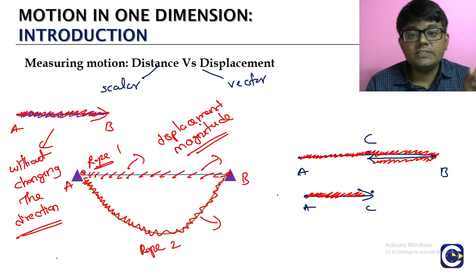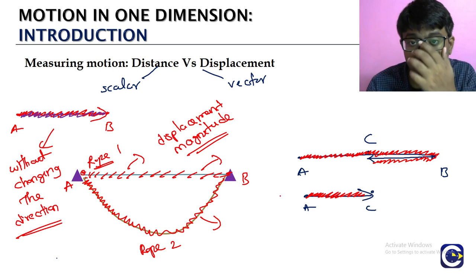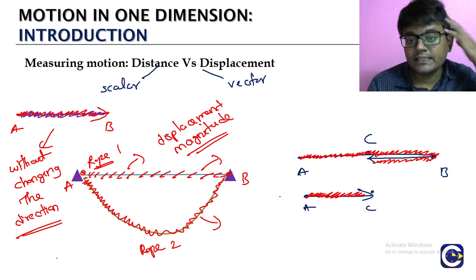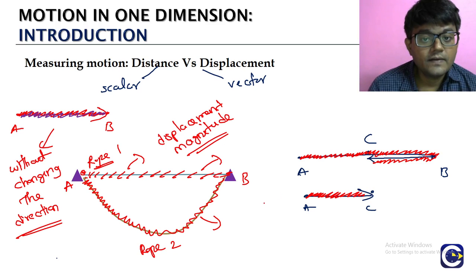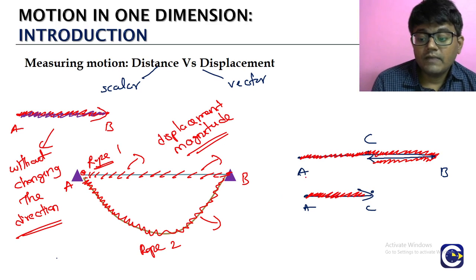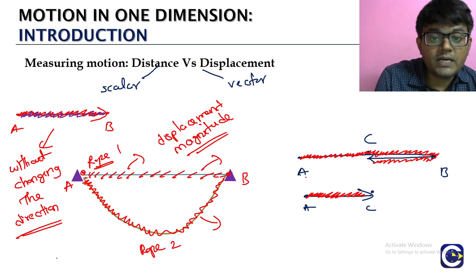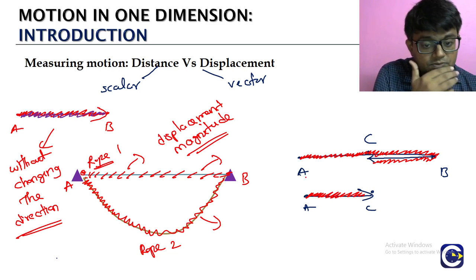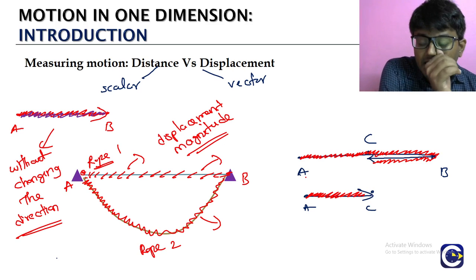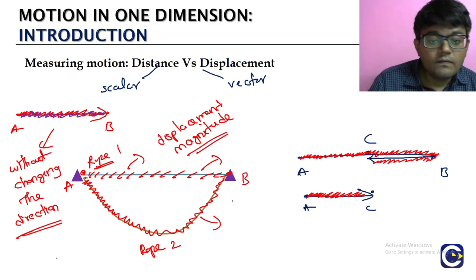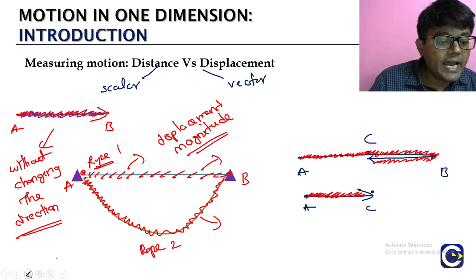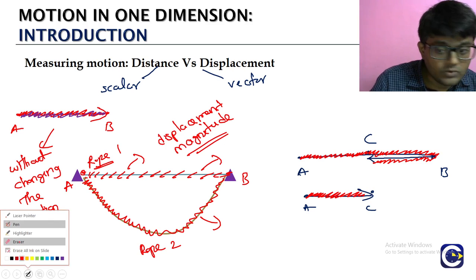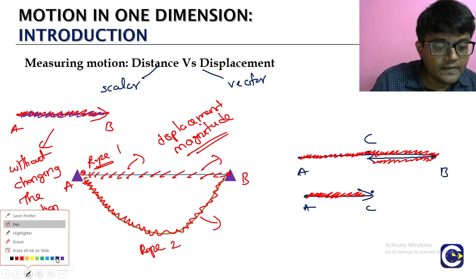So just because a particle is going in a straight line does not always mean that distance and displacement magnitude will be equal. When will they be equal? When the object or particle is going in a straight line without changing the direction of motion. Only then the distance value will be equal to the magnitude of the displacement. So we'll just write down the final result.